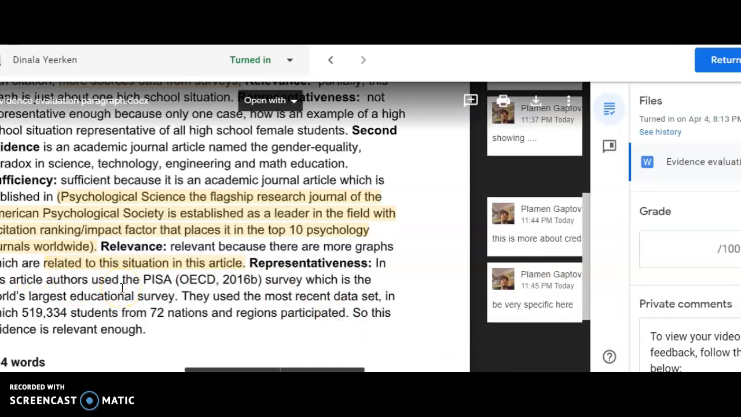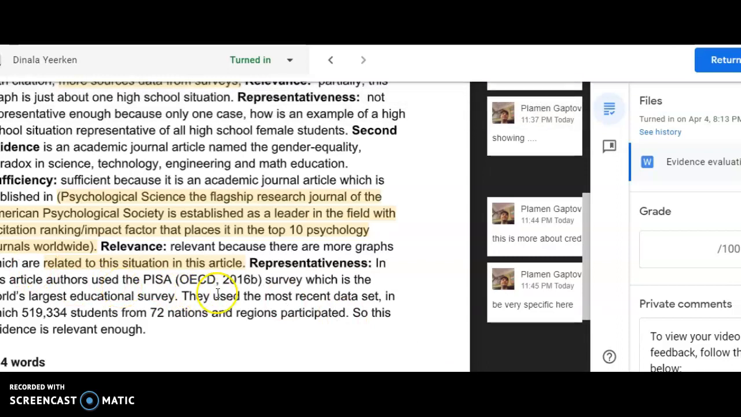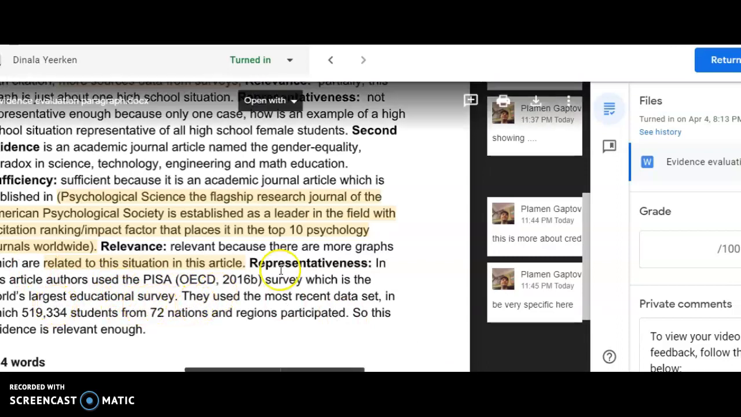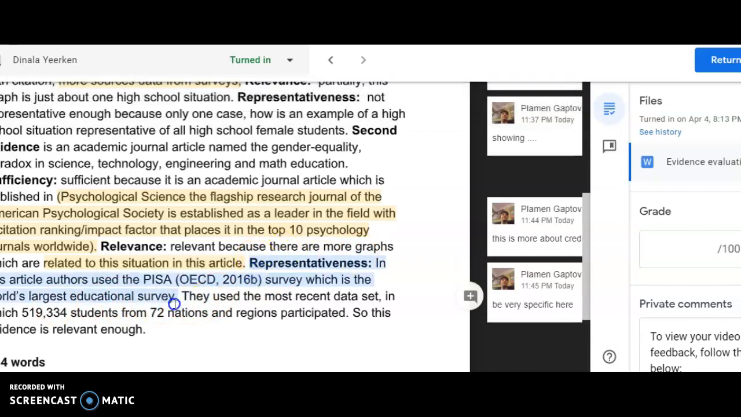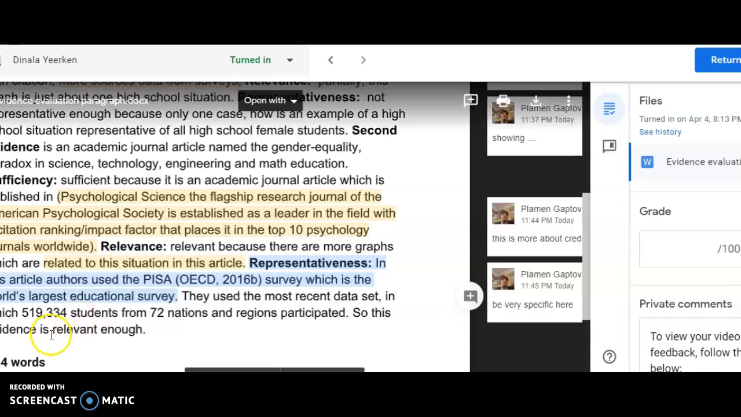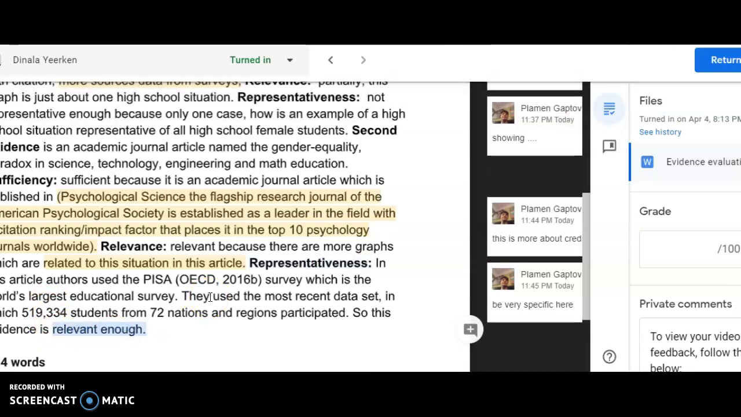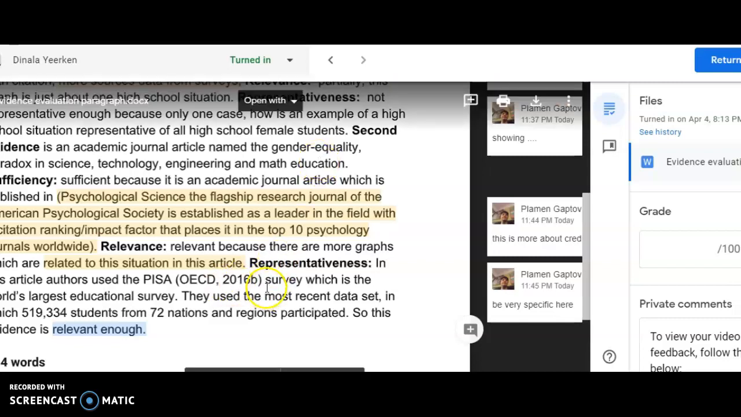Representativeness. In this article, authors used the PISA survey. Okay, fine. Again, this is for the identification. They used the most recent data set. Okay, 72. So this is relevant enough. But remember, we're talking about representative, not relevant here, right? Actually, it's a good point that if it's current, it's relevant. Sure, you can mention that, but that's under relevance, not under representativeness, right?